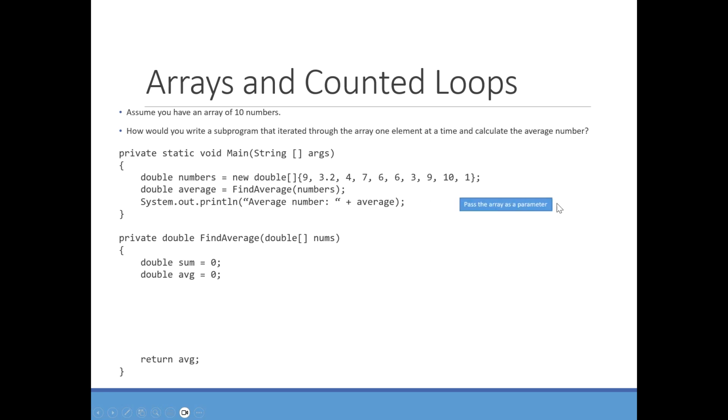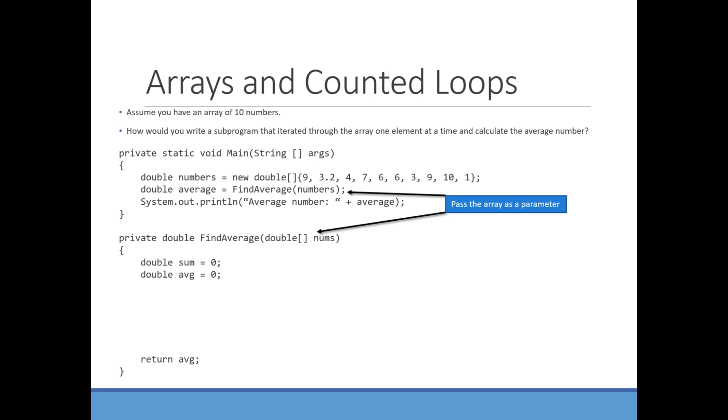So we can see the first thing that happens is we are going to pass this numbers array into our findAverage method. So nums is really pointing at numbers. Okay? Inside, I've created a sum and an average variable which both start at 0, and eventually I'm going to return that average because that's the point of the method itself.